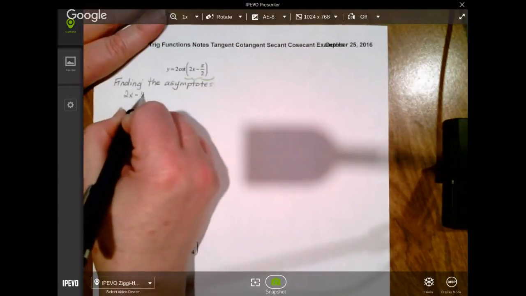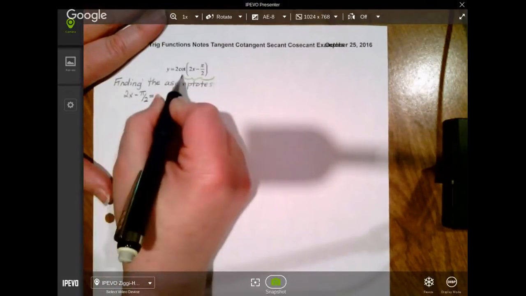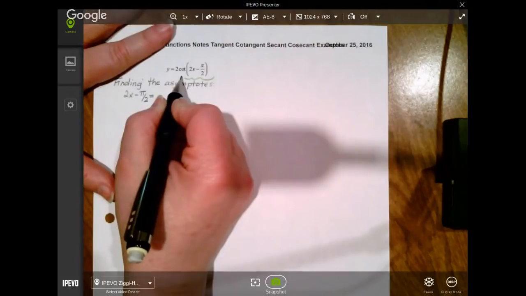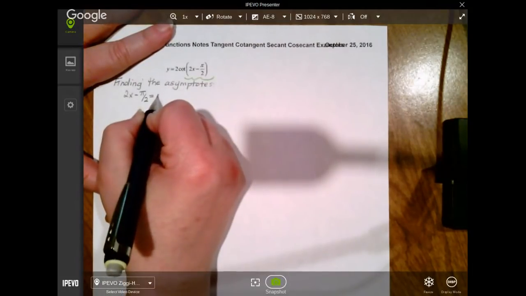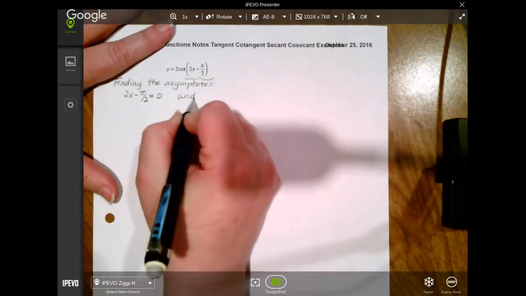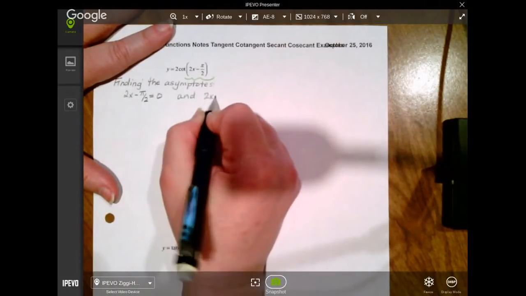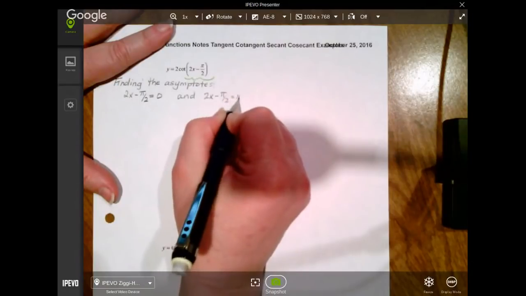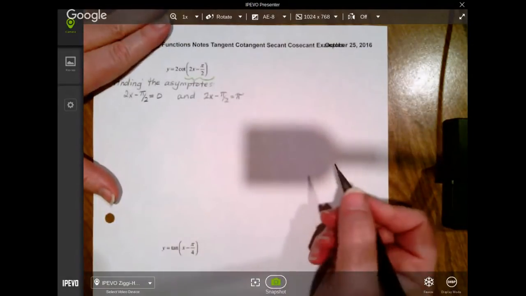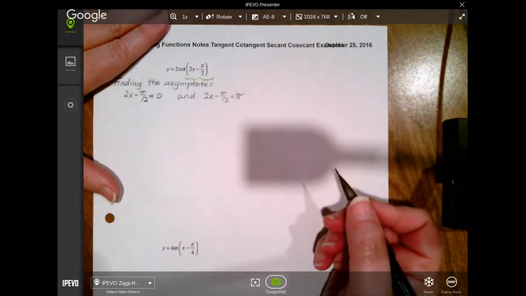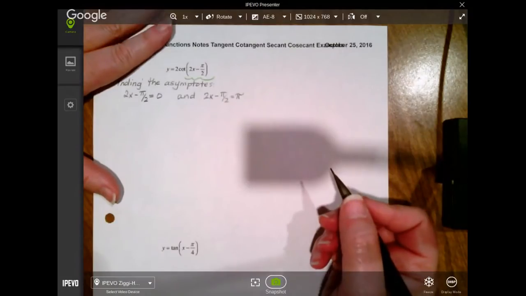We're going to set the angle argument, which is 2x minus pi over 2. And this is a cotangent function, so we're going to set this equal to where the cotangent is undefined. And that's undefined at 0, and 2x minus pi over 2 is equal to pi. So we've got 2x minus pi over 2 equals 0, and 2x minus pi over 2 equals pi.